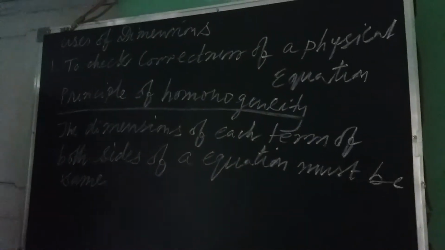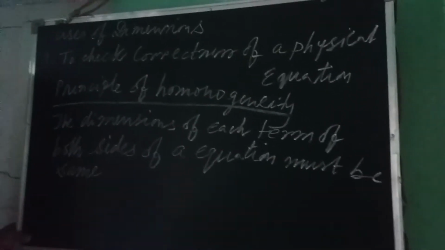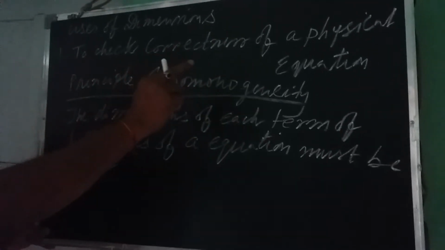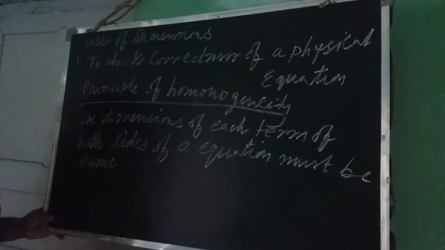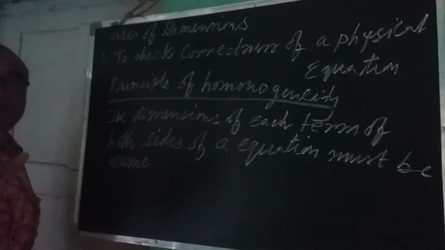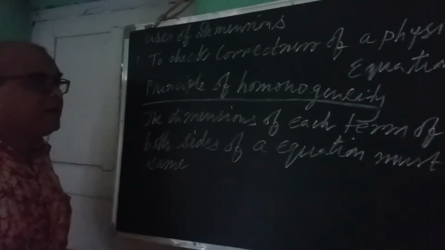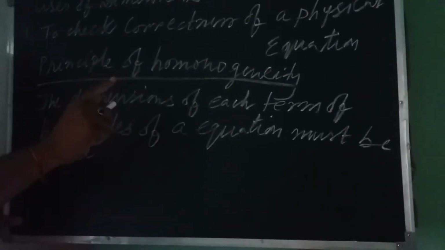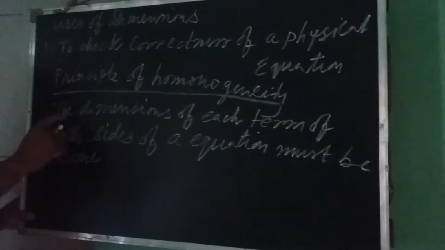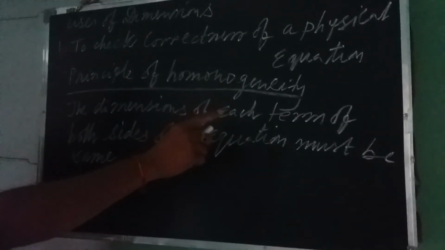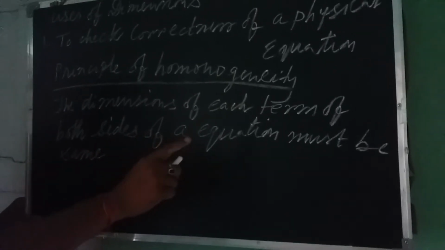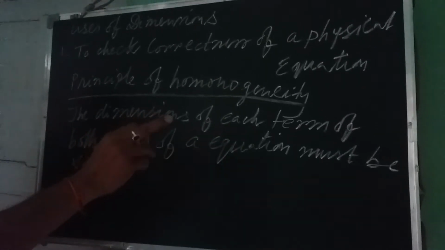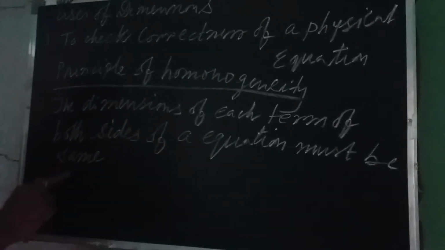Now there are the uses of dimension. There are three or four uses of dimension. One is to check the correctness of a physical equation. To check the correctness of a physical equation, there is a term, principle of homogeneity. What is the meaning of principle of homogeneity? The dimensions of each term on both sides of the equation must be the same.